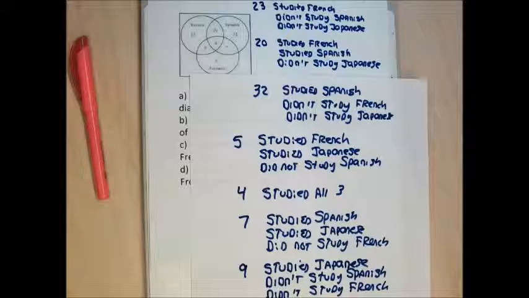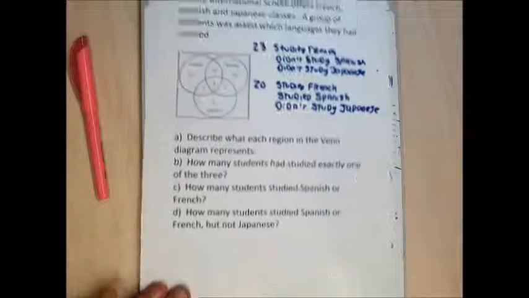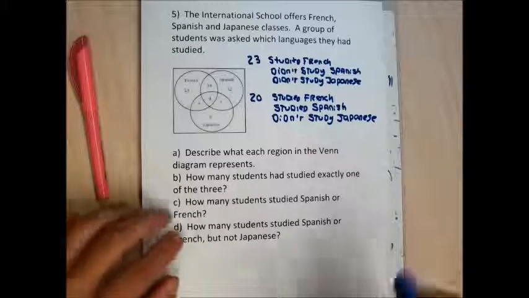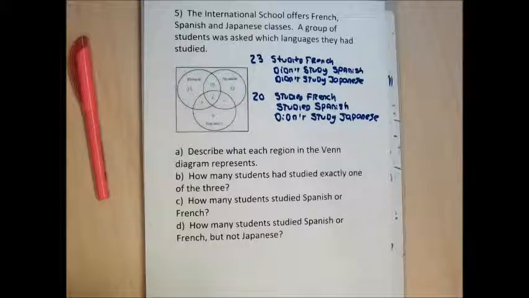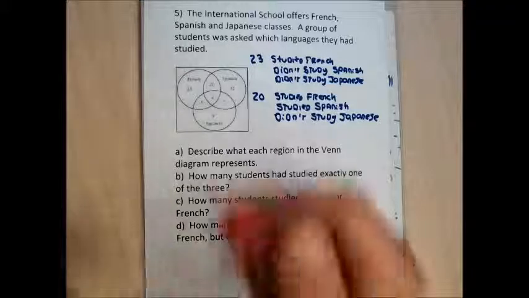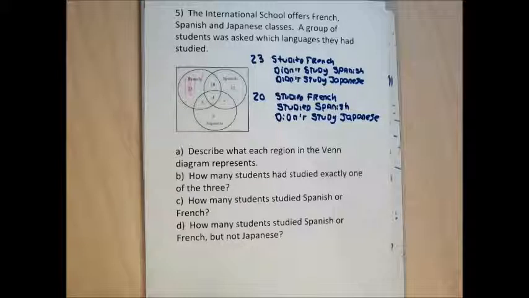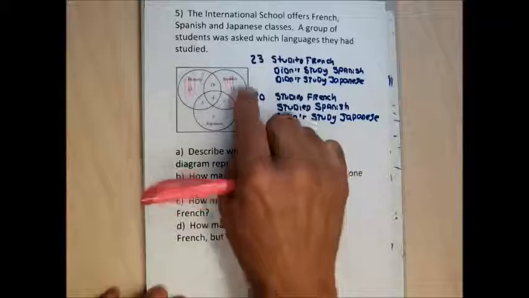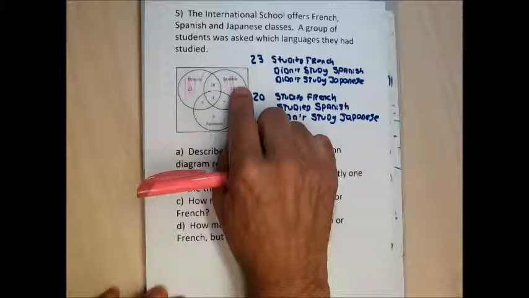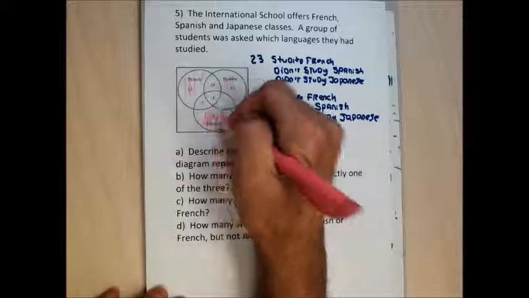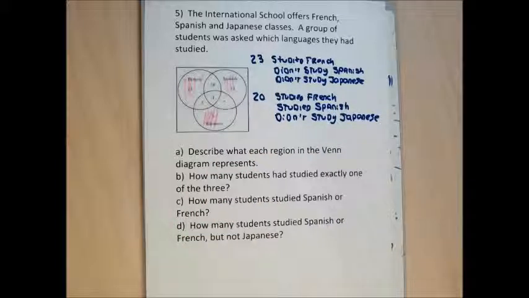So that's part A. Part B, how many studied exactly one of the 3? That means only one of the 3, and those are really easy for me to tell. These 23 students did only French, but not Spanish and not Japanese. These 32 studied only Spanish. They didn't do French, they didn't do Japanese, they did exactly one language. And these 9 studied only Japanese, they didn't study French or Spanish.